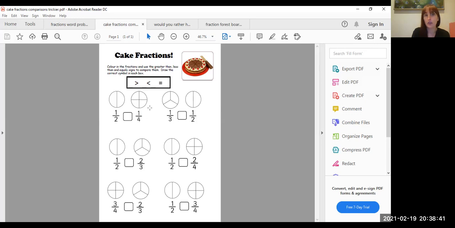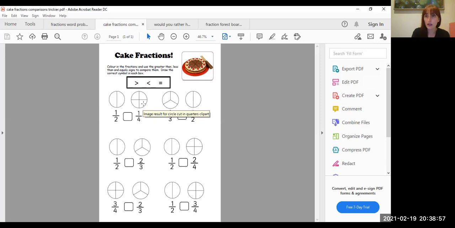So you're looking at 2 cakes at a time. You're in the cake shop. So it says here, look, half. It's already been split for you, so you just need to colour in 1/2. And you're comparing it against 1/4, colour in a quarter.